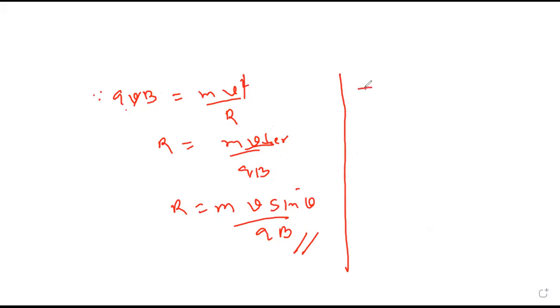What is the formula for time period, if you can recollect? Was it 2 pi m upon qB time period? Nowhere is velocity present, so I need not think of any component. What is the formula for speed? Is it distance upon time?